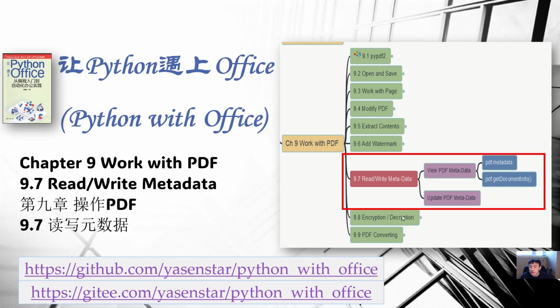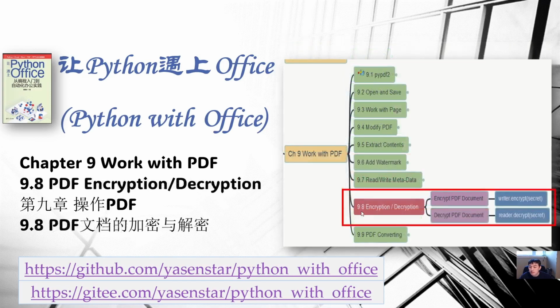Move to the next chapter. So it's 9.8, talking about the encryption and the decryption. That's similar to what we do in Office, where we set an Excel worksheet or workbook as protected. For PDF, normally when you get a PDF file from others, sometimes it asks you to key in the password to open the PDF. So that is what we are learning.